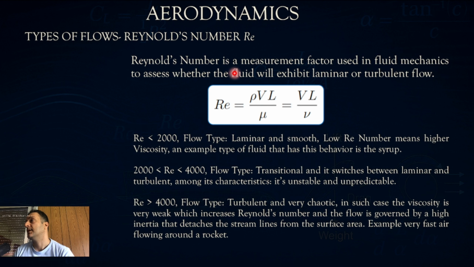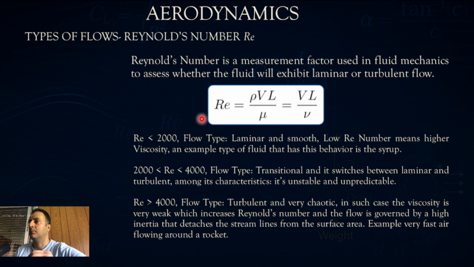Reynolds number is a measurement factor used in fluid dynamics to assess again whether the fluid will exhibit laminar or turbulent flow. So let's talk about different values for Reynolds number. For RE less than 2000, the flow type is laminar and smooth.